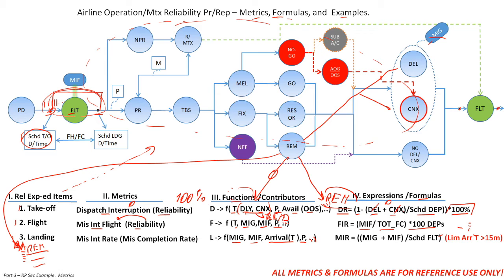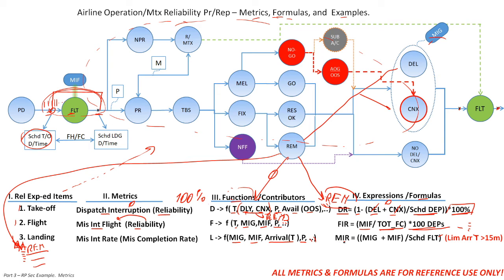As you can see, in the denominator, in the first case, we are using scheduled departures. In the second case, we are using total flight cycles. To be different, right? And standardization: the first case is based on percentage, the second case is based on 100 departures. A little bit different approach, different version.